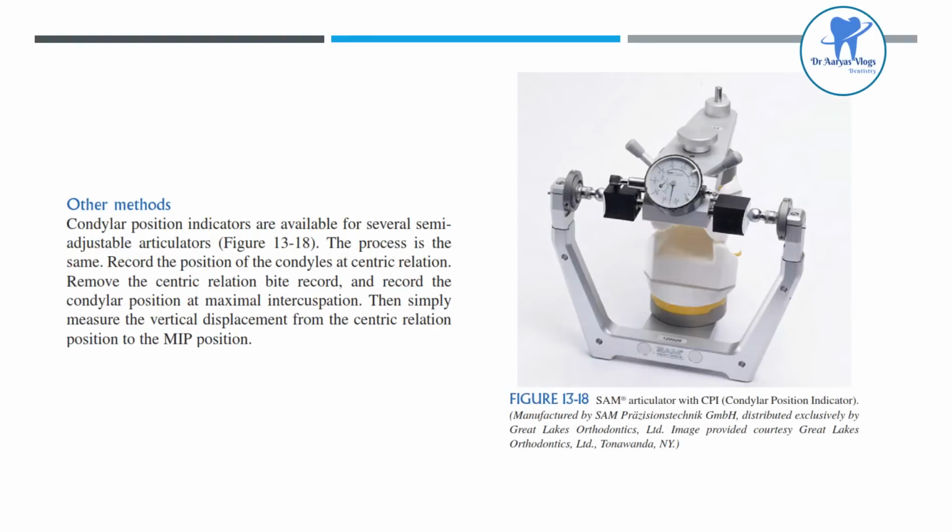What are the other methods? Condylar position indicators are available for several semi-adjustable articulators, like the SAM articulator. The process is the same: record the position of the condyles at the centric relation, remove the centric relation bite record, and record the condylar position at the maximum intercuspation. Then simply measure the vertical displacement from the centric relation position to the MIP position.